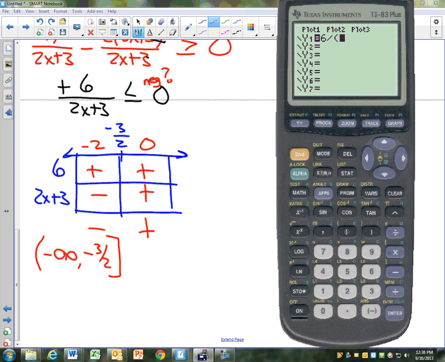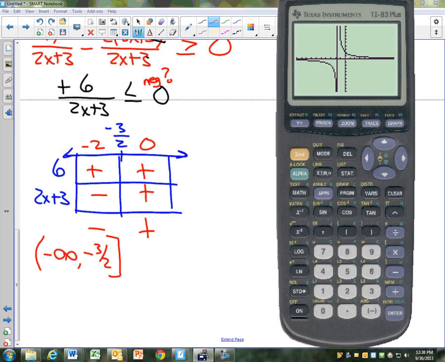I'm going to type in 6 divided by 2x plus 3, and we're going to get a look at that graph. And you're going to see what happens at this negative 3 halves spot. If you're following along, I'll wait till you type that in. You want to type it in just like that, and make sure we're all looking in the same window. You can press zoom and then 6 for a standard viewing window, and you should get this shape.